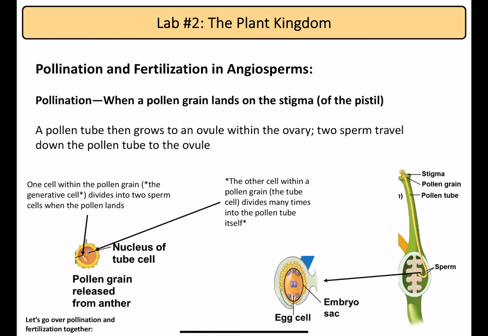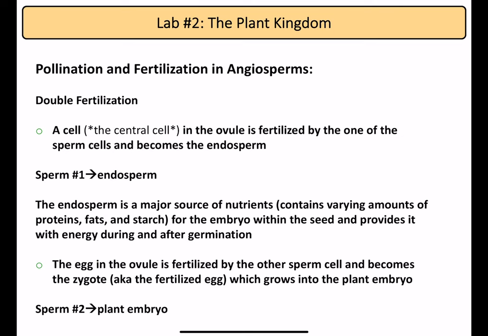So what happens here, right, there's two sperm. So one of them, as we said, is going to fertilize the egg and become the plant embryo. The other sperm is going to fertilize another cell located within the ovule. You don't need to know its name, but you do need to know what it becomes. And it becomes, after it fertilizes the structure here, something called an endosperm. You may have never heard of it, but I'm pretty sure you've eaten it before. It's the reason that seeds are so nutritious.